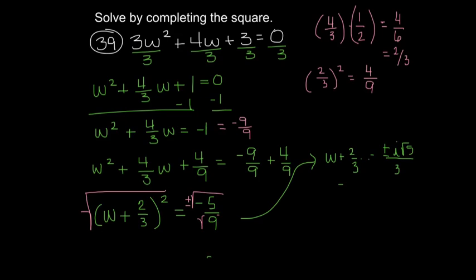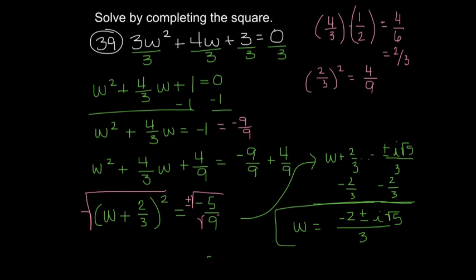And then finally, I want to subtract 2/3 from both sides, which leaves me with w equals. My fractions both have a denominator of 3. I'll start with the negative 2 so that the plus or minus stays in the middle, then i square roots of 5. So my answer is w equals negative 2 plus or minus i square roots of 5, over 3.